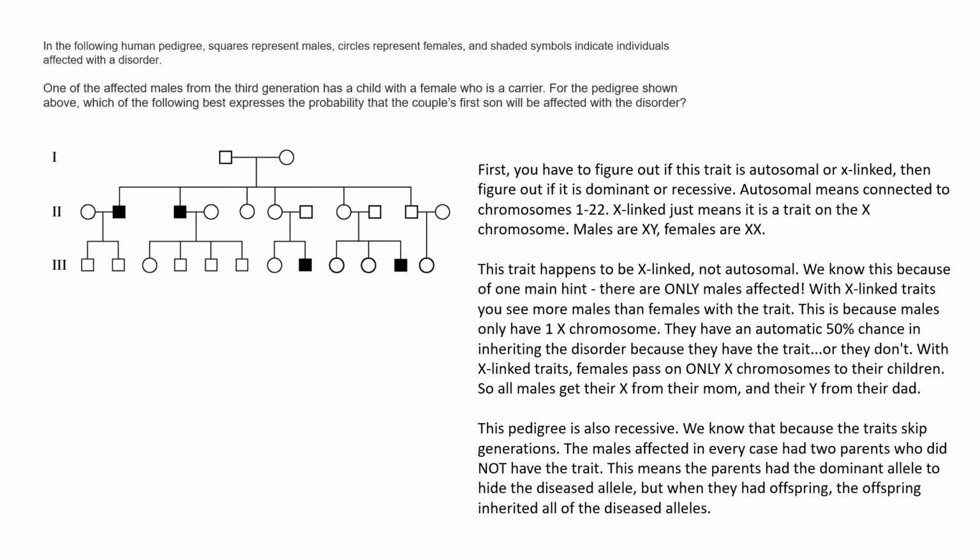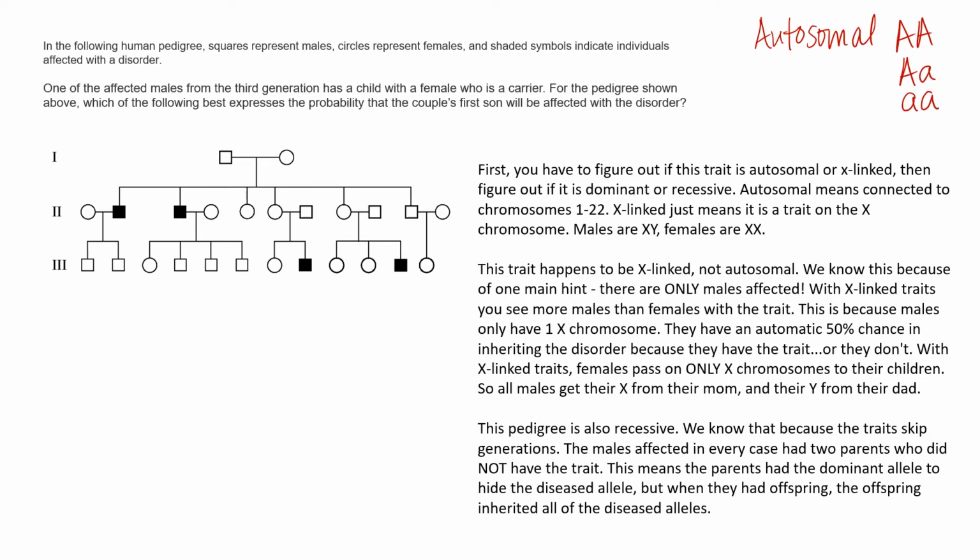You have to figure out, is it autosomal or X-linked? And then is it dominant or recessive? Autosomal just means it's linked to chromosomes 1 through 22. It's going to be your typical big A, little a, or some other copy or some other mix of those.